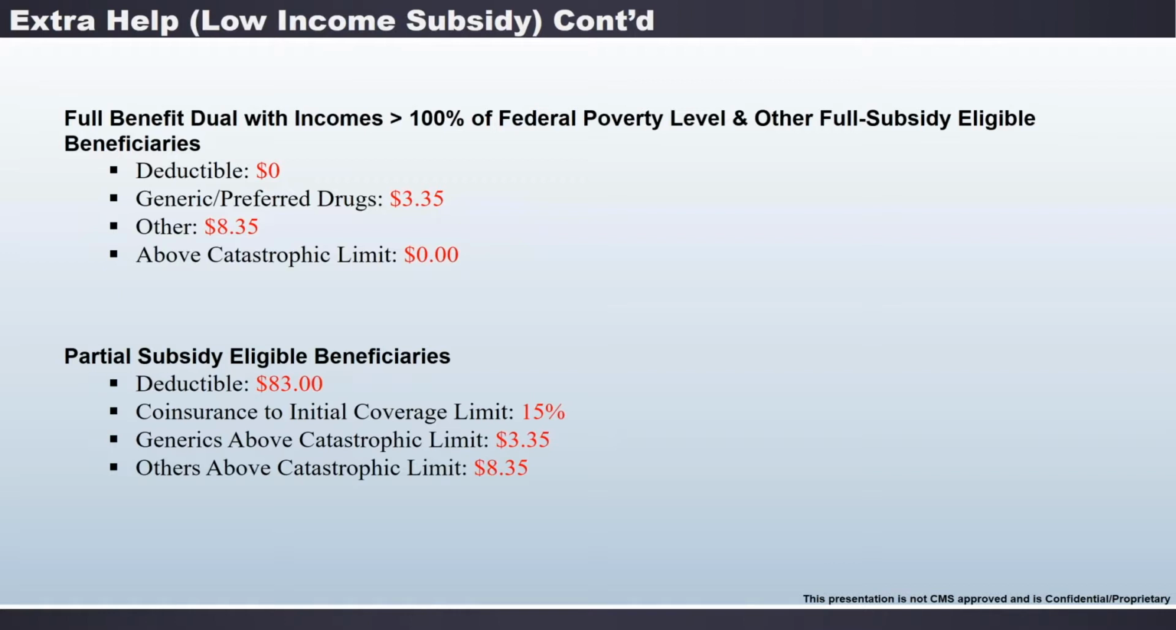Partial subsidy eligible beneficiaries have a deductible up to $83, and the coinsurance to the initial coverage limit is up to 15%. Generic above the catastrophic limit is up to $3.35 per prescription, and the other catastrophic limits is up to $8.35 per prescription.